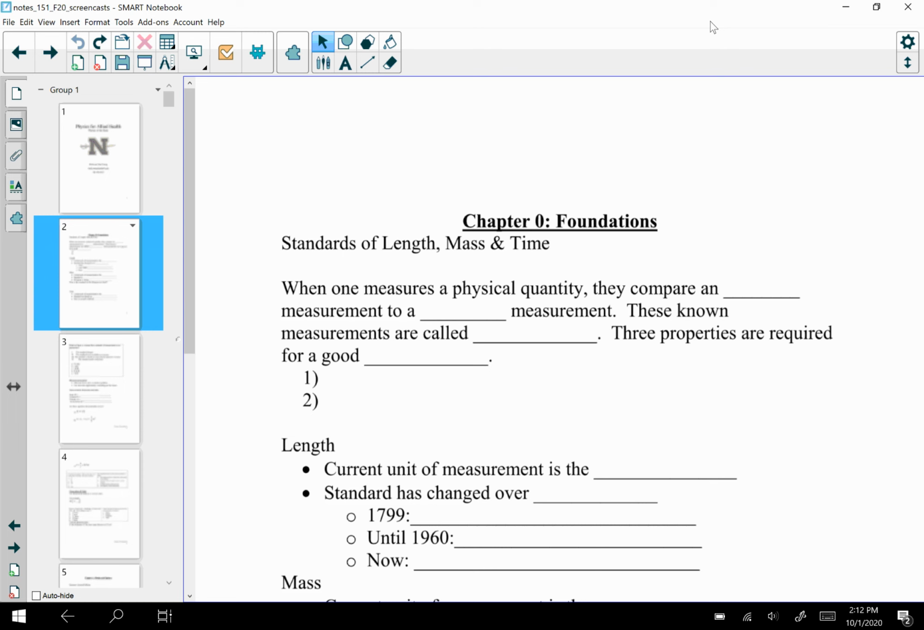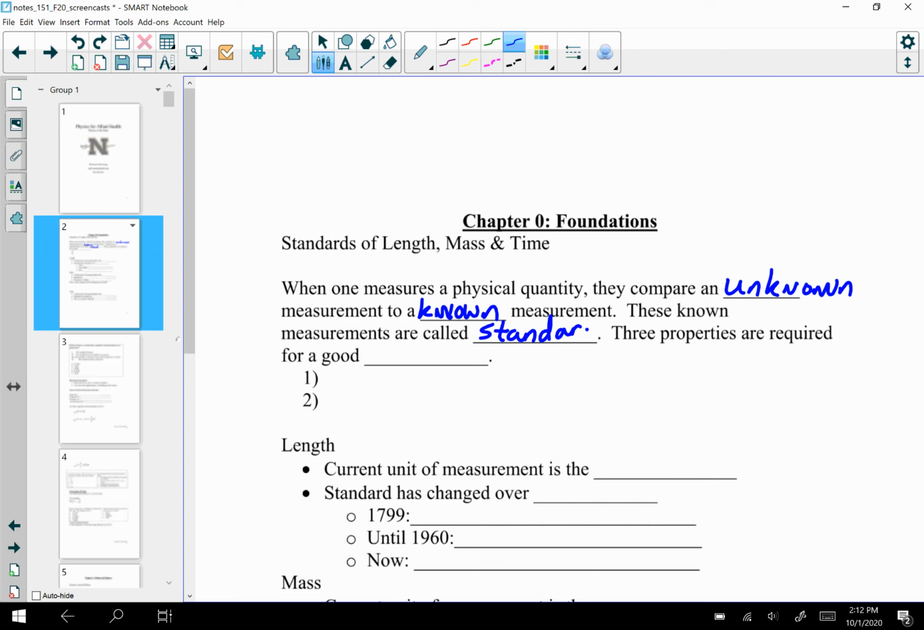First are standards of length, mass, and time. When one measures a physical quantity, they're comparing an unknown quantity to a known quantity. And this known quantity, they're called standards. Three properties are required for a good standard. First, they must be accurate.